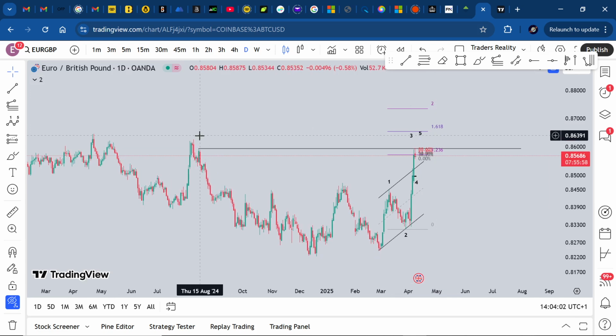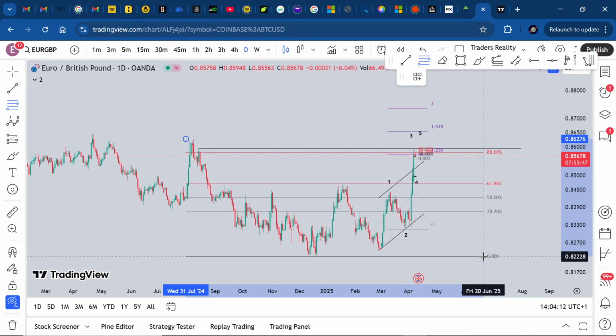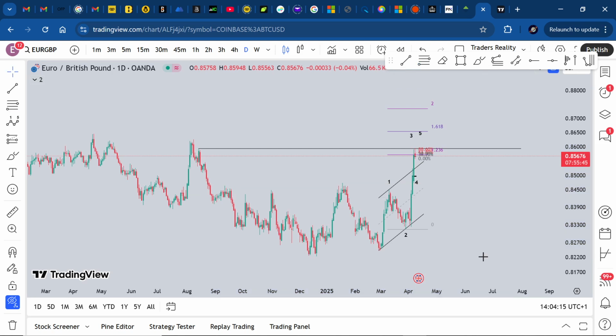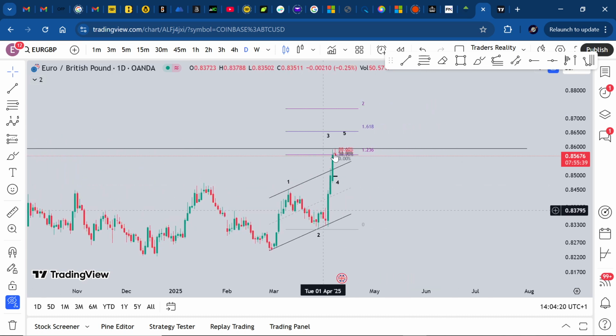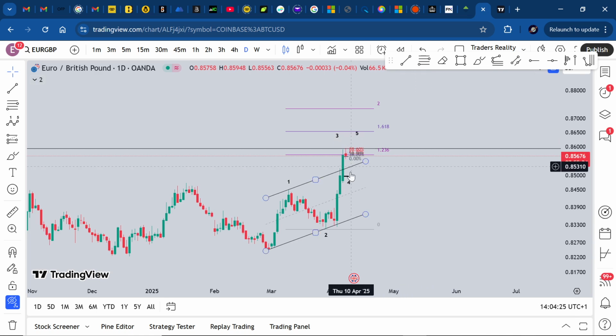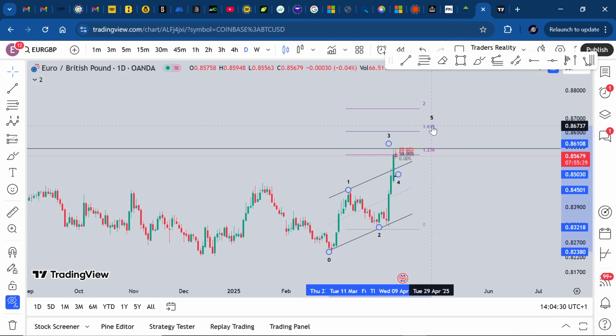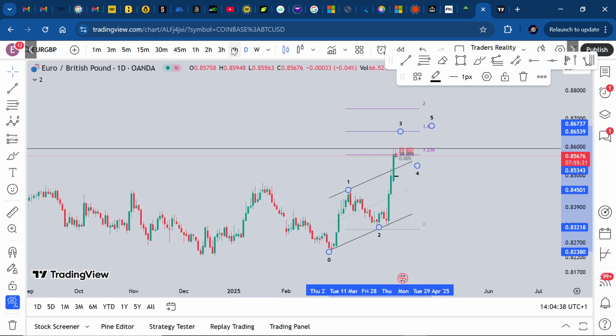have grabbed liquidity, all right? We've reached the 0.886. We've moved impulsively. We're outside of the channel. There's a good chance that we make it back down to the channel and we push up. Okay, currently, it is still looking like this is a third wave and we're going to get a 4 and a 5.